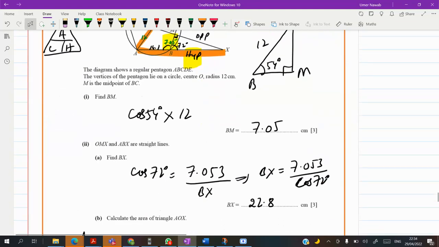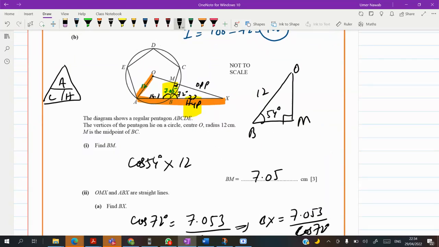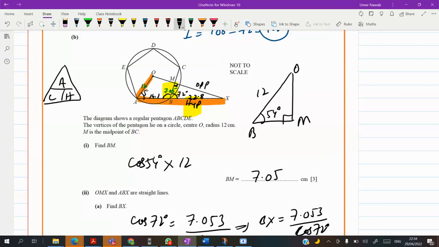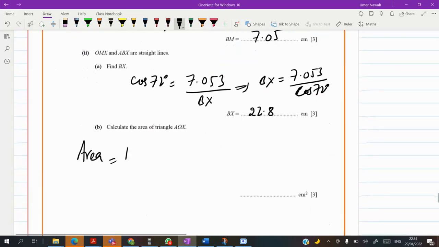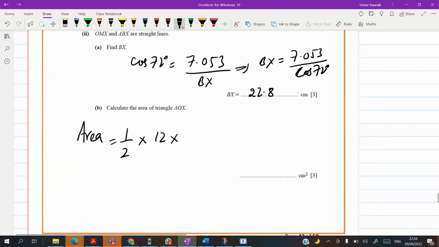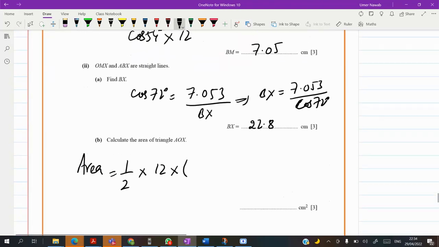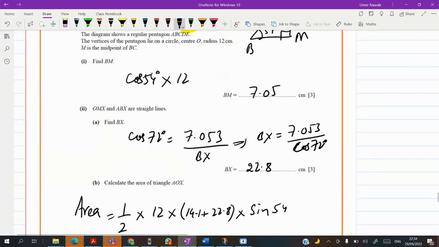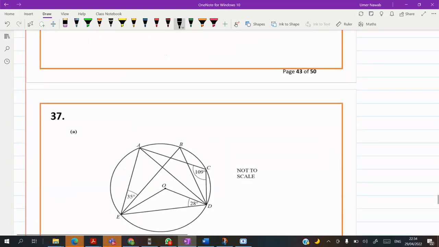BX, I found it as 22.8. And the angle here is, I think we did it already. What was the half of 108? 108 divided by 2 gives us 54. So this angle is 54. So half times one side, which is 12, the other side is 14.1 plus 22.8. This is the second side, sine of the angle between the two, which is 54. So whatever the answer comes, you write it over here.